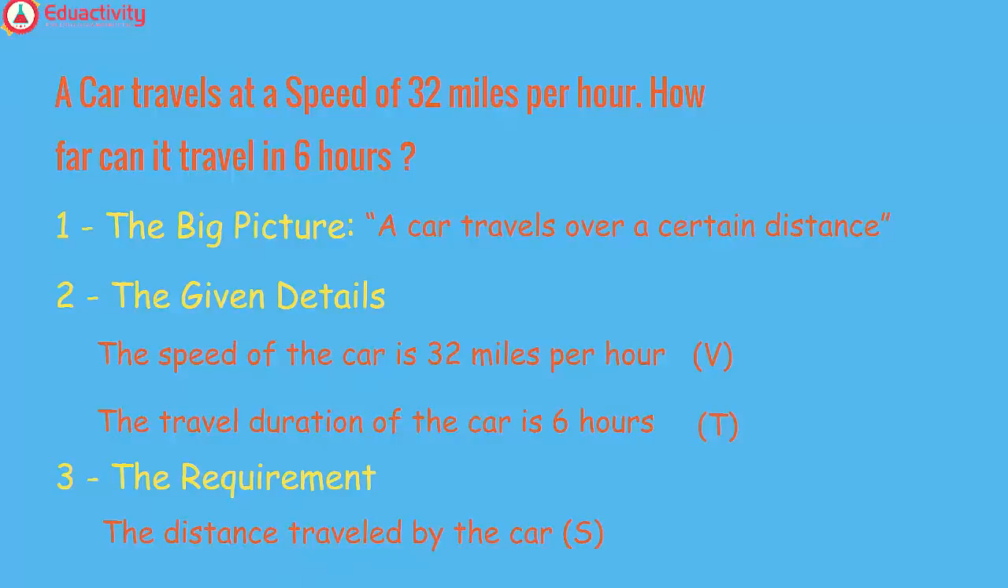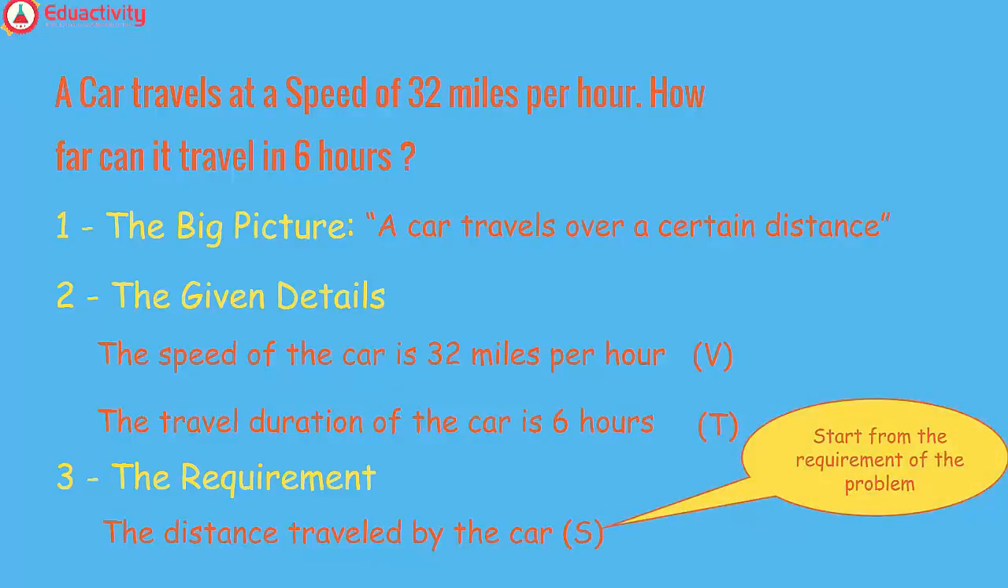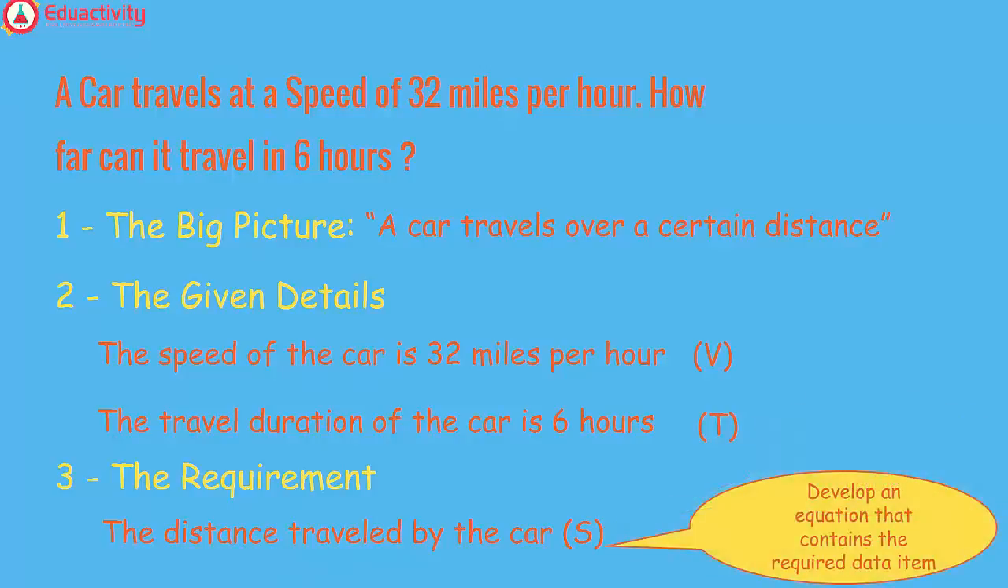Here is rule number 1. Developing the solution starts from the requirement of the problem. It starts by first looking for an equation that contains the required data item. For example, in this problem, the required data item is the distance traveled by the car. So the question you should ask yourself is, what will be the equation that contains this data item?